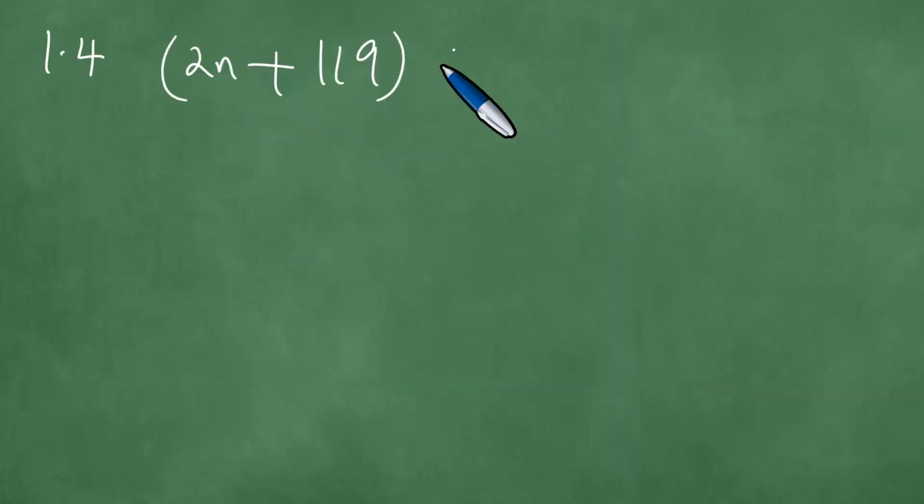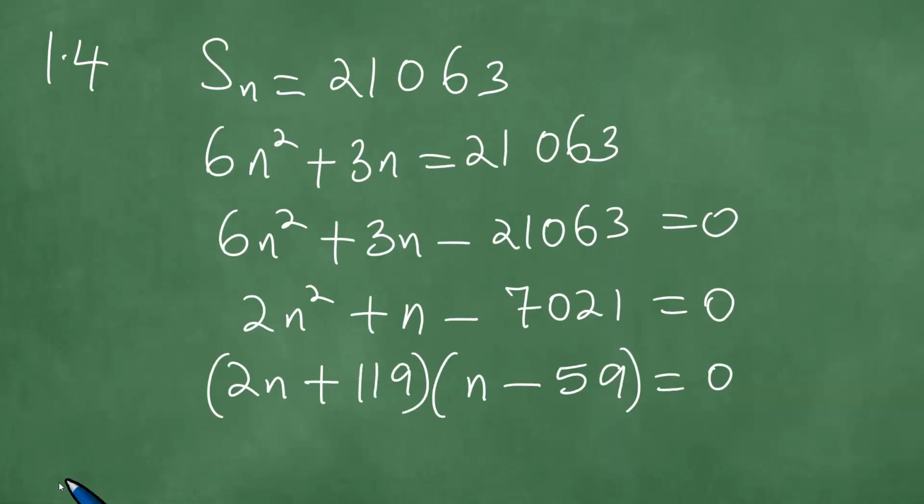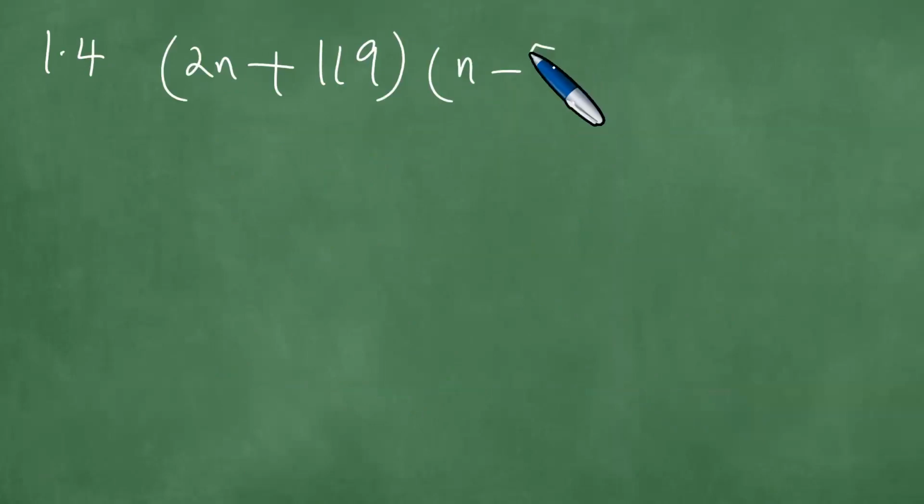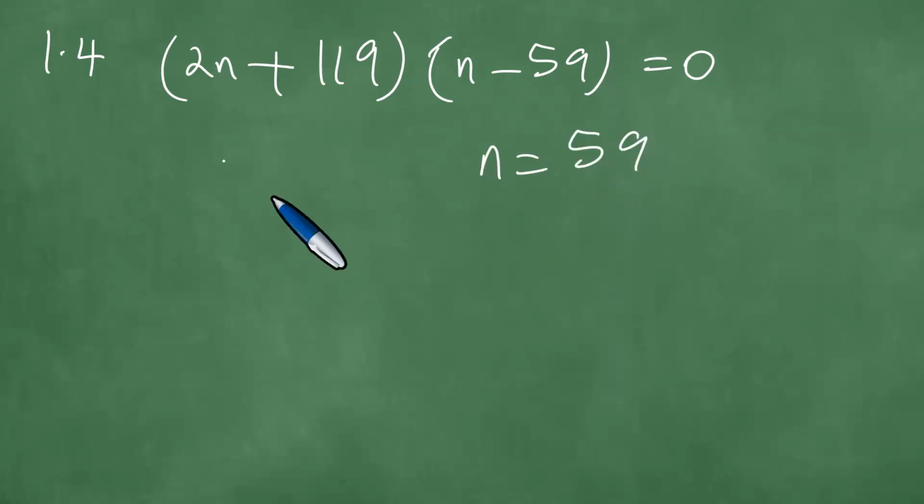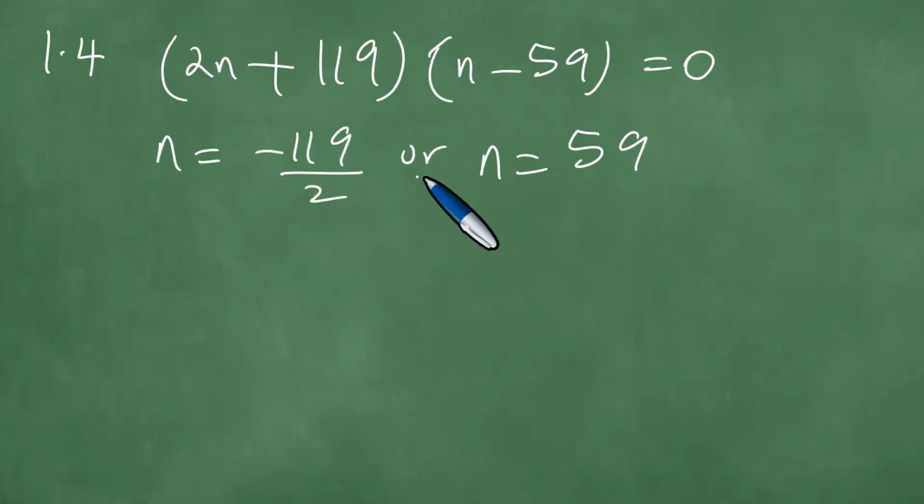And now let's proceed to 1.4. So we've seen therefore that it's 2n plus 119 into n minus 59, and this becomes 0. Okay, as a consequence, what we're then getting is therefore that n is 59, n is minus 119 out of 2. Okay, so this is the case.